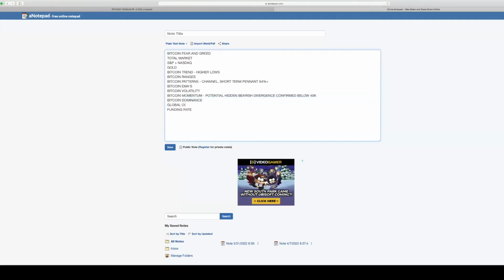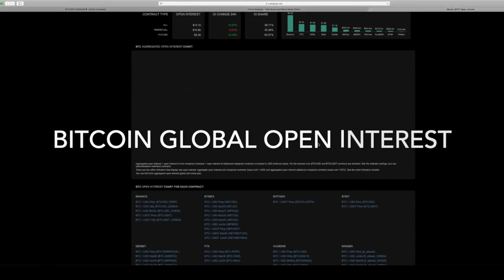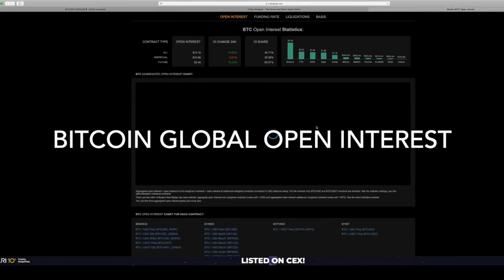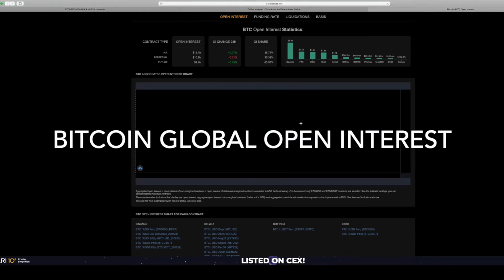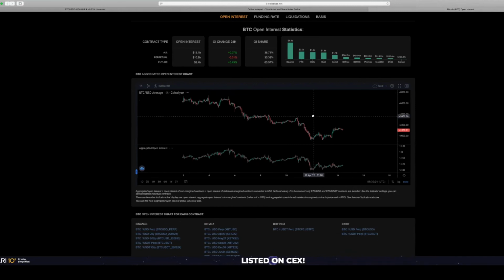Now we look at, here we go, the fun part. How many over-leveraged traders are getting wrecked. Global open interest is the amount of leverage contracts open. How much leverage? I should start doing the leverage ratio as well. That's at all-time highs, global open interest.